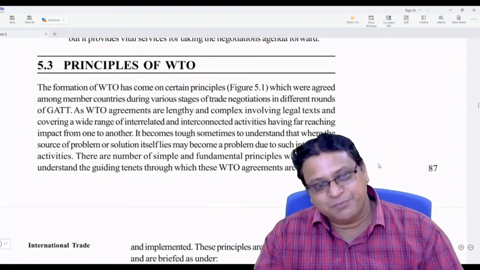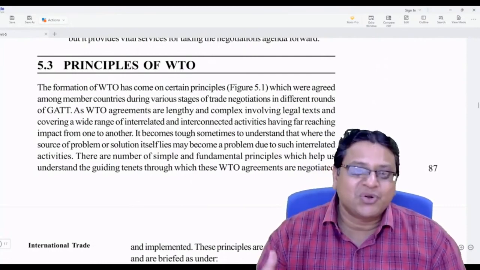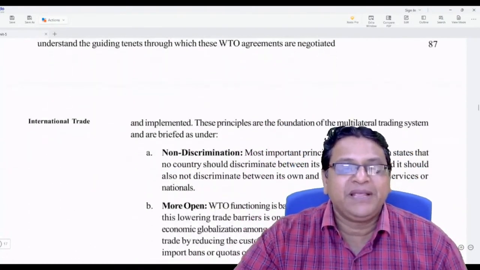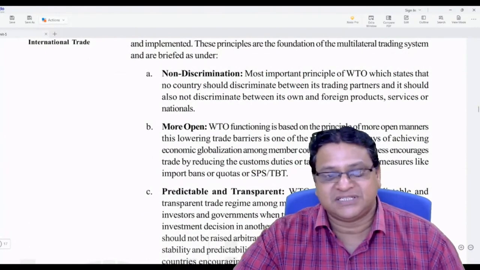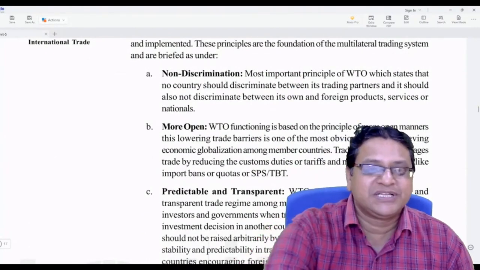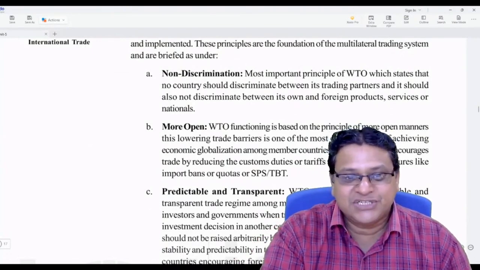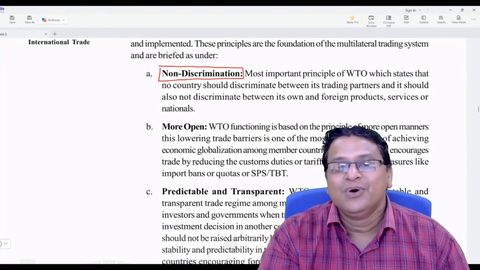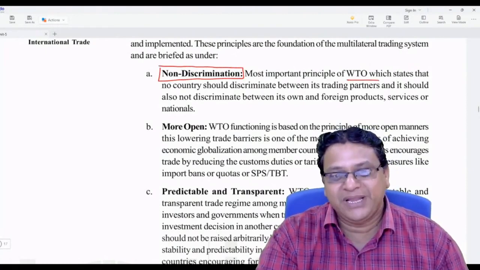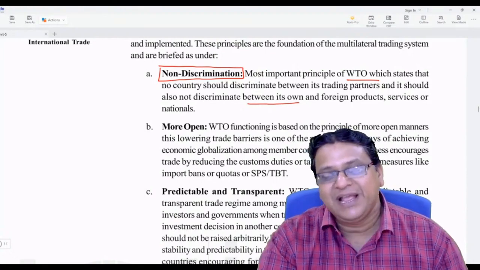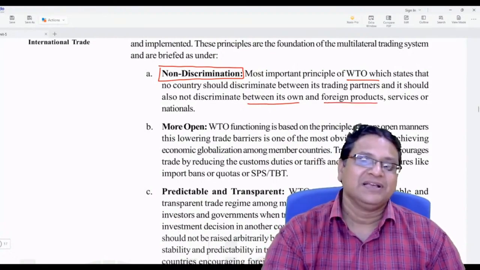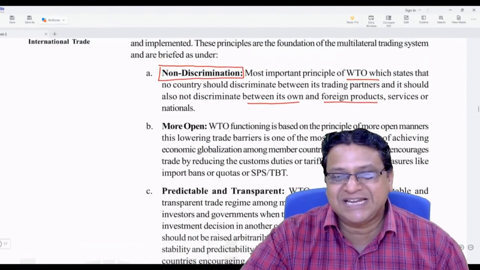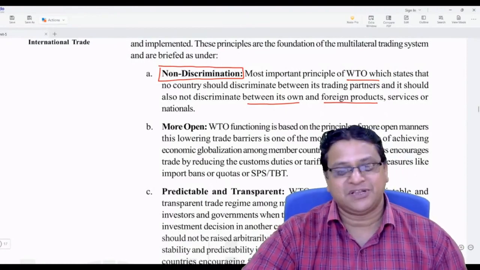While following these principles, there are certain key principles which WTO usually follows while framing different rules related to international trade. What are those rules? First rule is non-discrimination. What is non-discrimination? WTO believes that the member countries of WTO will not discriminate between the goods produced in their country and the goods produced outside their country. They will not discriminate between own goods and foreign goods. They will not discriminate between own service and foreign service.